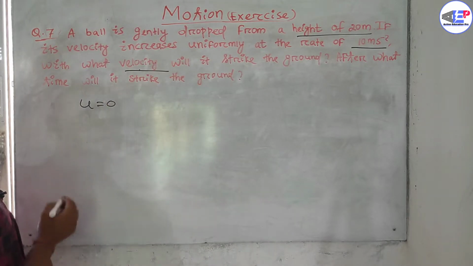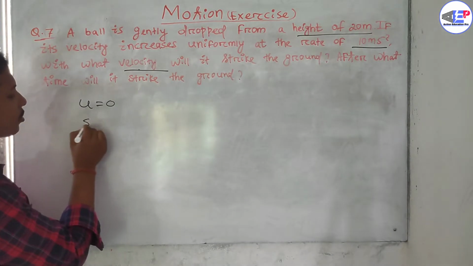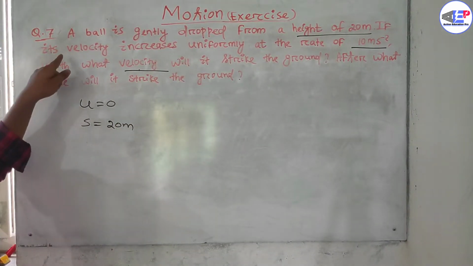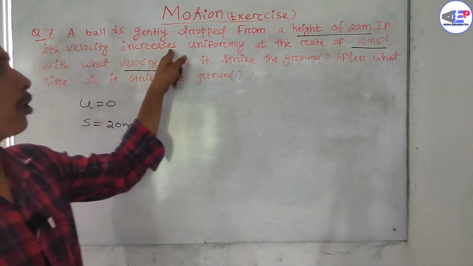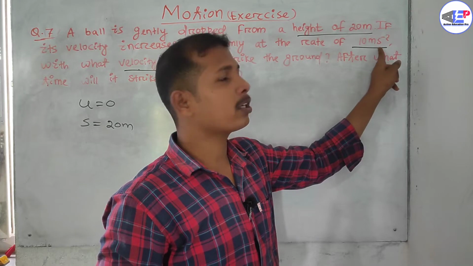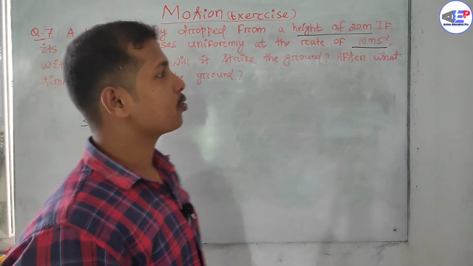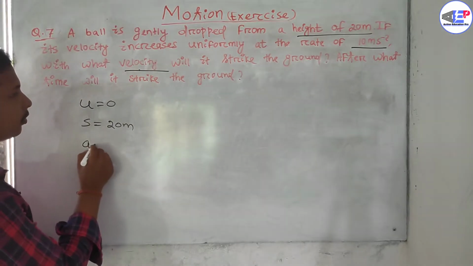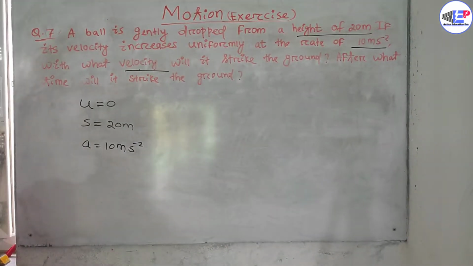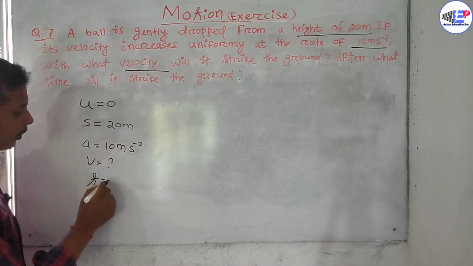Given that height is 20 meter. That means the distance s will be equal to 20 meter, and given that its velocity increases uniformly at the rate of 10 meter per second square. Here the unit is meter per second square, that means it will be the acceleration. So a will be equal to 10 meter per second square. Next we have to find out the velocity v and t.